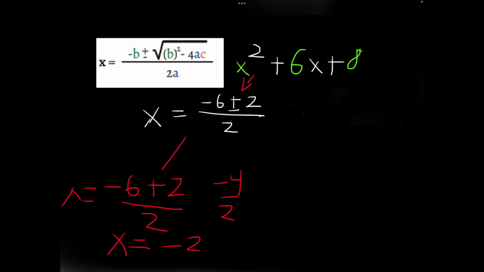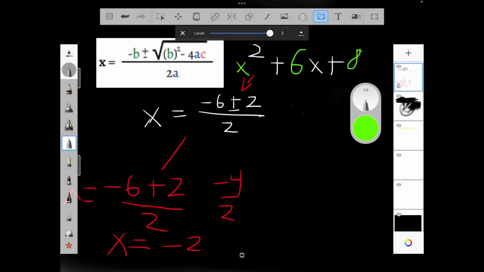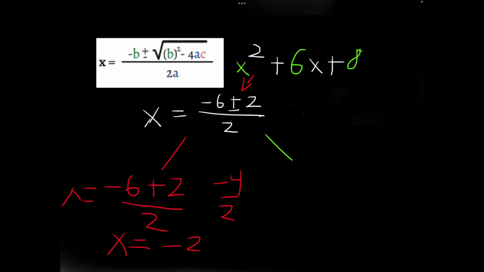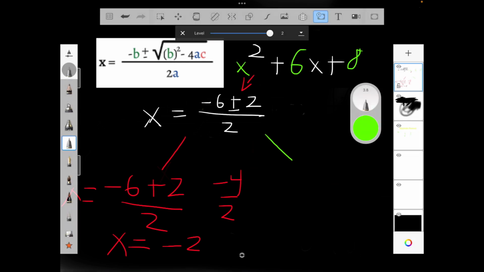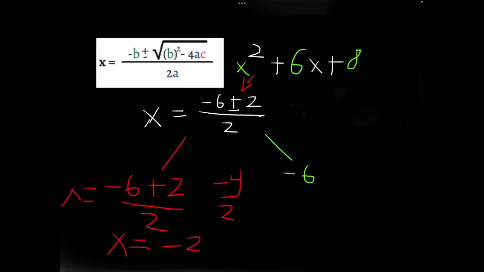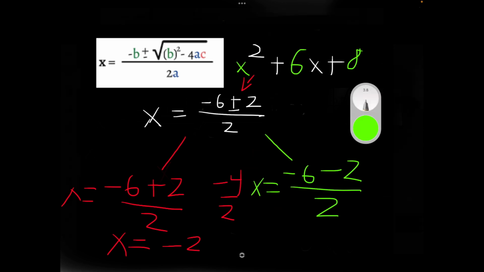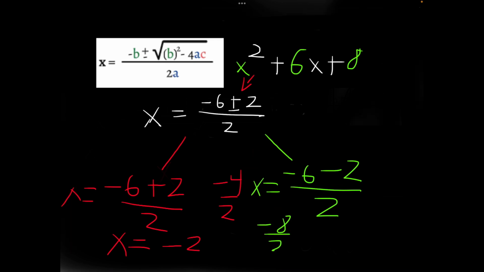So that's one of the x's, but we do need to find the other one. For the other x, since this was a plus, this one will have to be a minus. So it would just be negative 6 minus 2 over 2 equals x, which is really just negative 8 over 2, which is x equals negative 4, since negative 8 divided by 2 is negative 4.